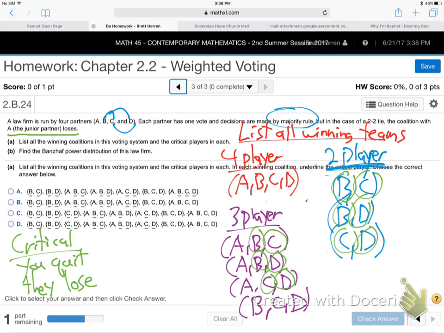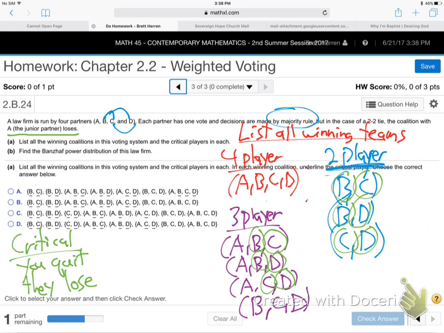A, B, D, A, and all those, right? A is not critical. Now, what about in the three-player team, where they don't have A? See, these are all the same. In every case, A is not going to be critical, and the other two will be. But how about here with B, C, D? Let's go through it. If B drops out, does C, D lose? No. C, D is two people. Without the junior, they still win. So B is not critical.